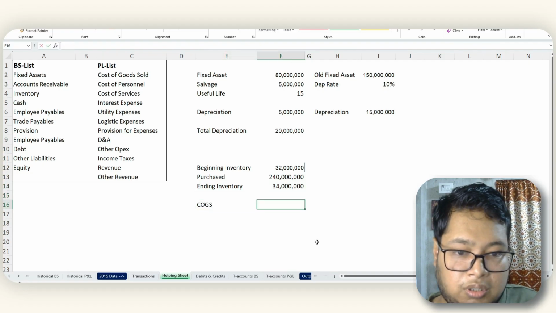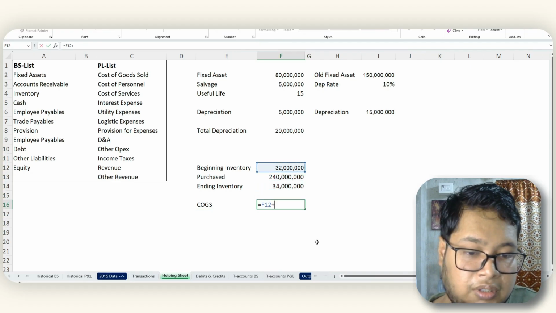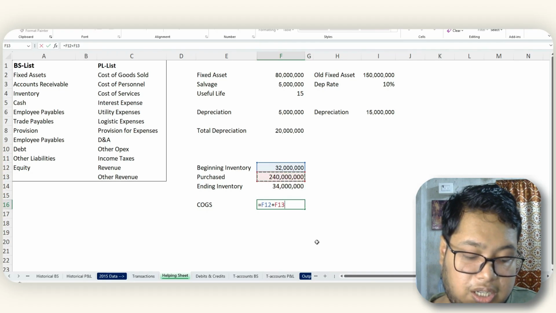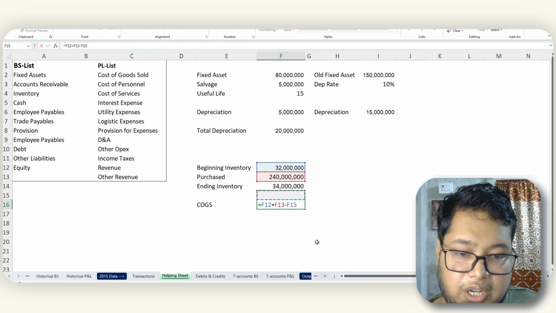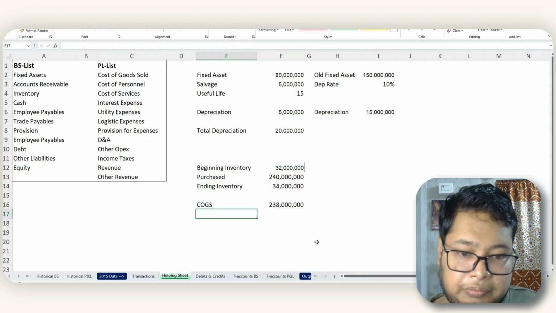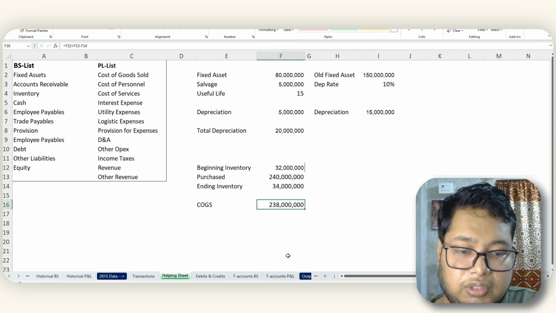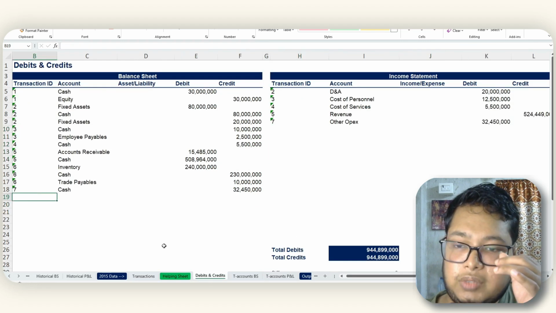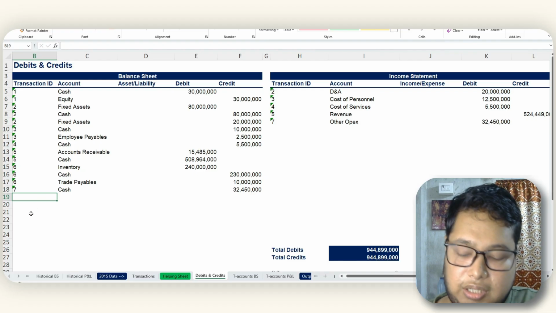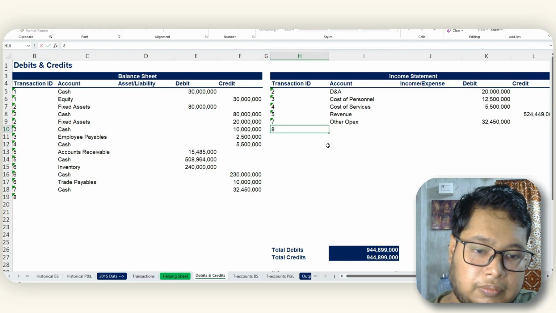COGS. How? This was our beginning inventory, then we have done our purchase, and then we have to subtract our ending inventory. So this is our cost of goods sold. That was a tricky question. Now just record the debits and credits. Once again, we have to reduce the inventory balance here. There is no other account to use. So that was the transaction 8. Am I right? So here as well and here as well.